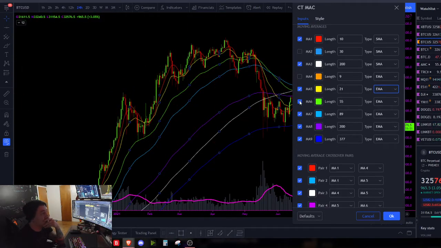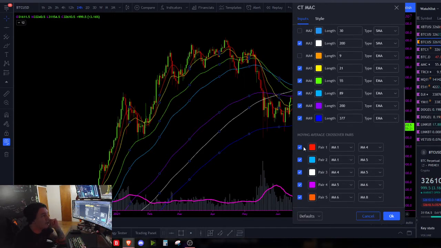Obviously, they're just color-coded. The green 55, highlighted by green. The cyan 89, again, highlighted by cyan. The purple... what? Purple 200. Have I been saying purple 100 the whole time? Am I tripping? I have the purple 200. This is an exponential moving average. And then the blue 377, which is the last one that I have.